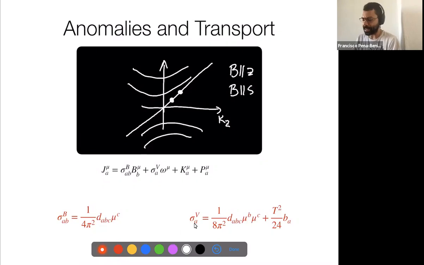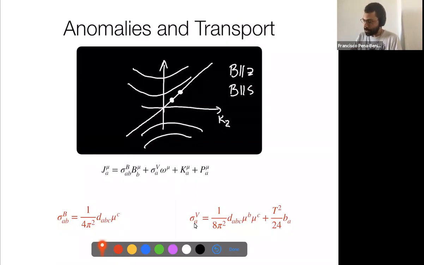In the case of the chiral vortical conductivity, it's more subtle because vorticity, so this omega mu here, is the vorticity. So if you just imagine some fluid, a gas of those particles, and you give some sort of angular momentum to that gas, then that expression is just telling us that we'll have a current that is parallel to the angular momentum of the system. So the point is that vorticity is not a quantity that has a microscopic understanding. It's not like a magnetic field, where I know what the magnetic field couples to from the microscopic perspective. So it's not so intuitive as the case of the chiral magnetic conductivity.